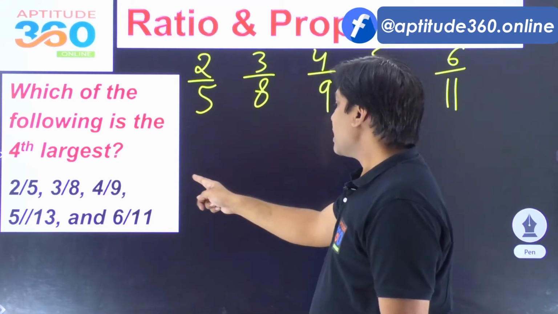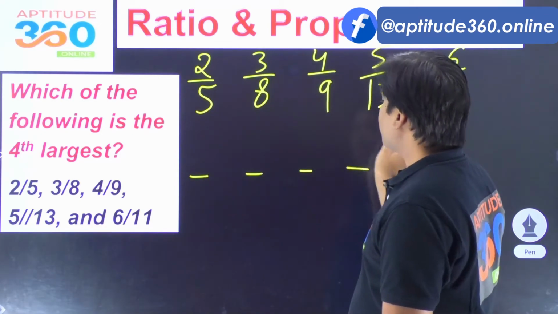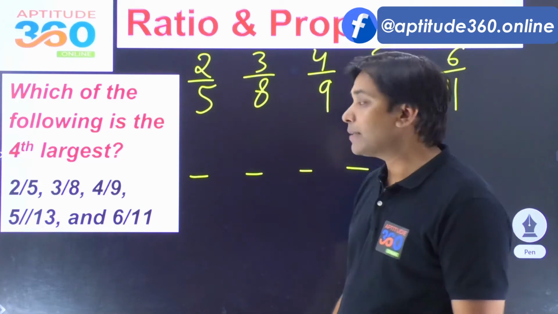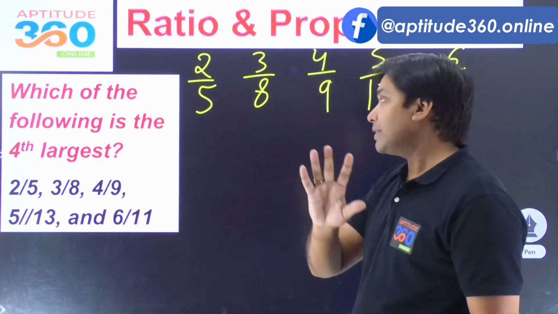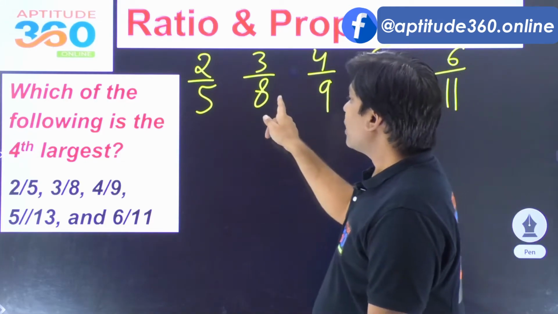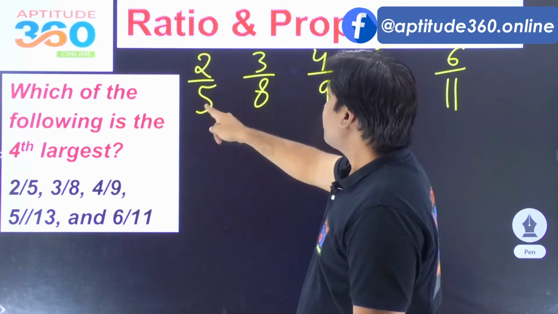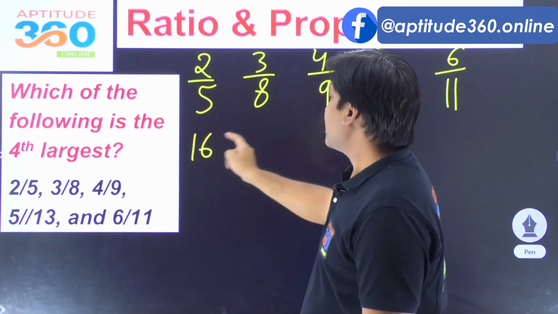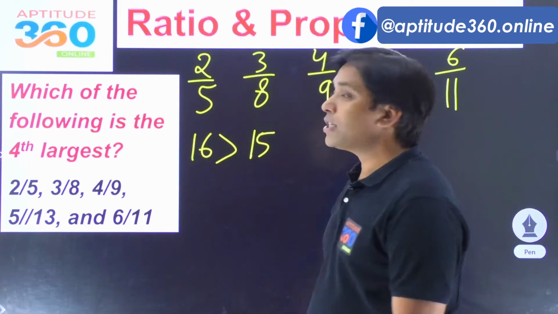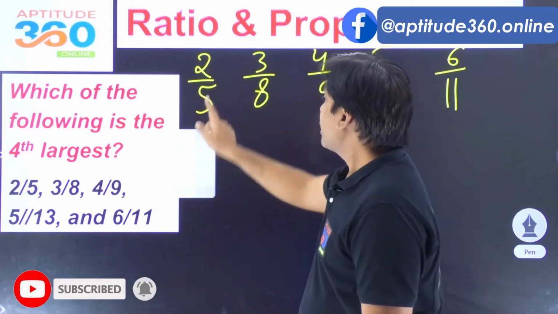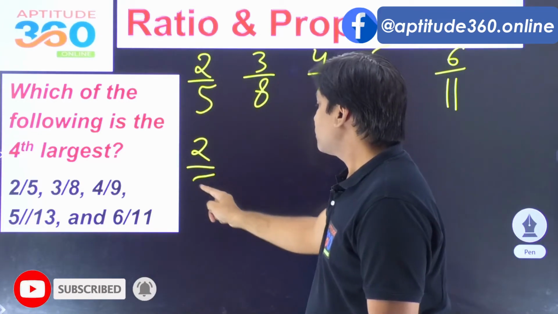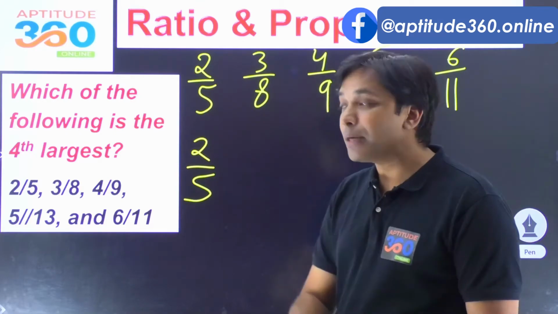Fourth largest is in the increasing order. You have to find out the fourth number, right? चलो जी, हम क्या करते हैं, पहले हम इंक्रीजिंग ऑर्डर पहले पता कर लेते हैं कि कौन सा सबसे बड़ा है यहाँ पे। Now 8 into 2 16, 5 into 3 15, so this value is 16 and this value is 15, and because 16 is bigger than this, so 2 by 5 is the larger. 2 by 5 is the larger out of these two. Now you understand this, you can do the mental calculation.